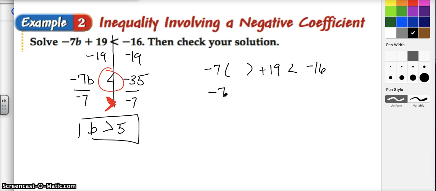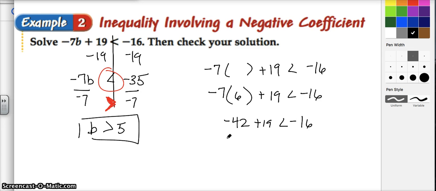So if I do negative 7, a number greater than 5 is 6. I could use 10 or 15 or 1,000 if I wanted to, but 6 is decent enough for me. So I'm going to put a positive 6 in there because that's greater than 5, and I'm going to see if it satisfies the original inequality. Negative 7 times 6 is negative 42 plus 19, and I'm hoping that the sum of these two numbers is less than 16. So let's check it out. When I add these together, I get negative 23, which is indeed less than negative 16. So I feel satisfied that this solution is correct.